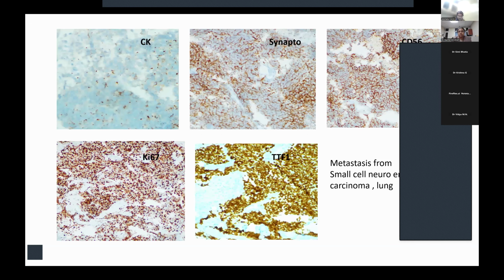Just a classical immunohistochemistry result for a neuroendocrine carcinoma. In pan-CK, you can see that there is a paranuclear cytoplasmic dot-like positivity characteristically seen in neuroendocrine tumors. It was positive for synaptophysin and CD56, Ki67 very high, up to 90%, and TTF1 was also positive. So this was a case of a metastasis from a small cell neuroendocrine carcinoma confirmed by IHC.